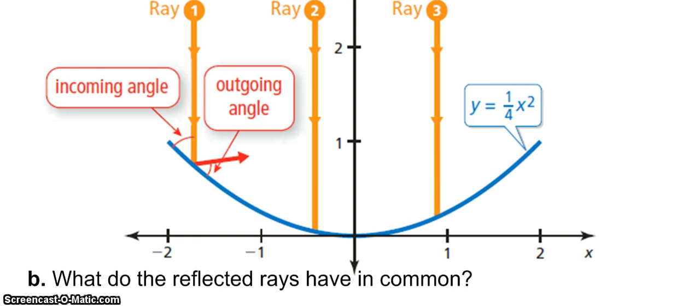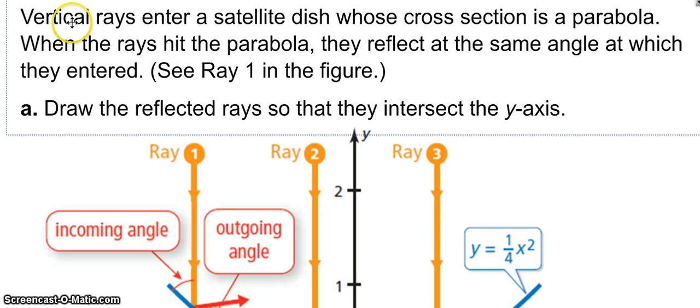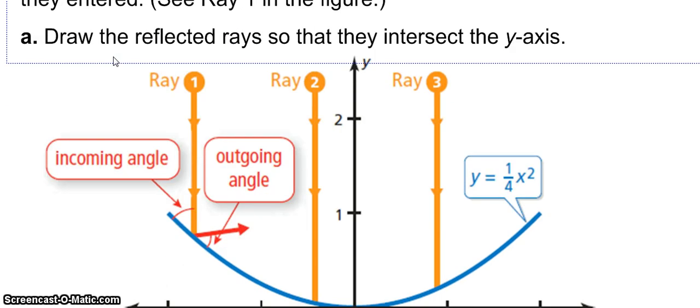So what we're going to do here, we've got this image, right? That looks fun. We have these rays coming in to this, which is a parabola. So vertical rays enter a satellite dish. Hint, satellites are one of the applications of parabolas, whose cross-section is a parabola. When the ray hits the parabola, they reflect at the same angle at which they entered. Draw the reflected rays so that they intersect the y-axis.